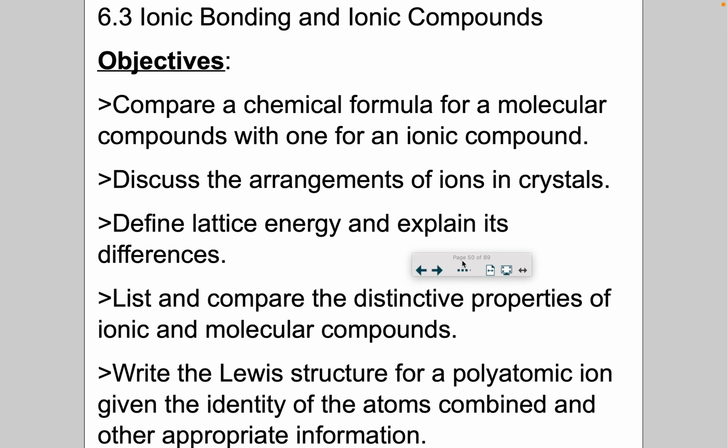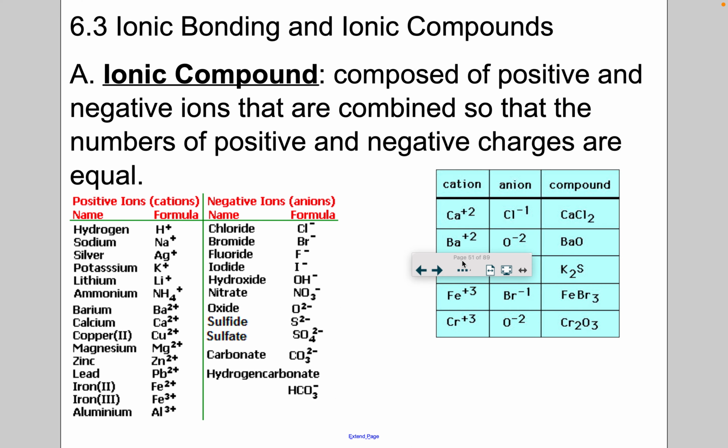All right, welcome back. In this lecture, I'm going to cover 6.3 ionic bonding and ionic compounds, and basically talk about the chemical formula in ionic compounds, go through some key vocab terms, and then go through writing Lewis structures for polyatomic ions for your assignment today.